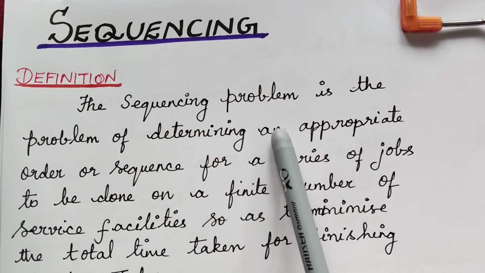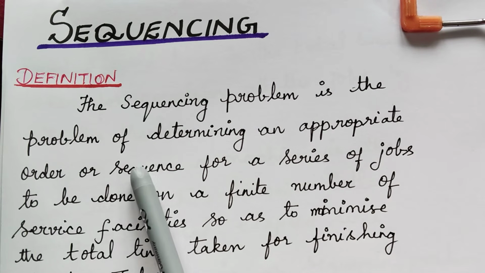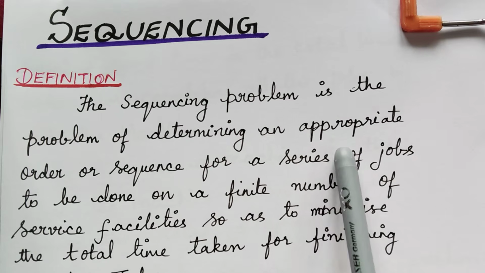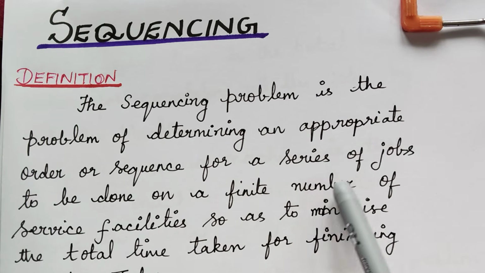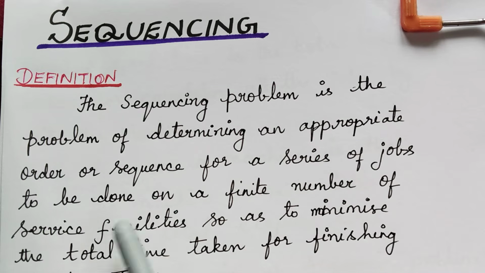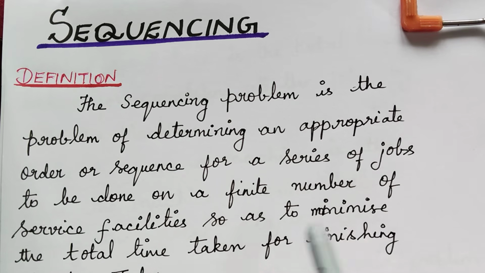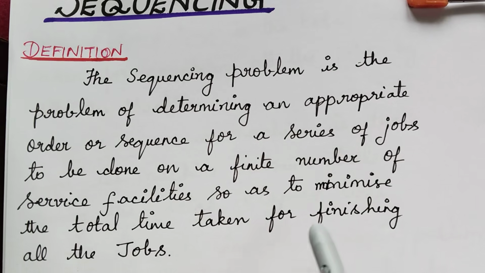The sequencing problem is the problem of determining an appropriate order or sequence for a series of jobs to be done on a finite number of service facilities, also known as machines, so as to minimize the total time taken for finishing all the jobs.